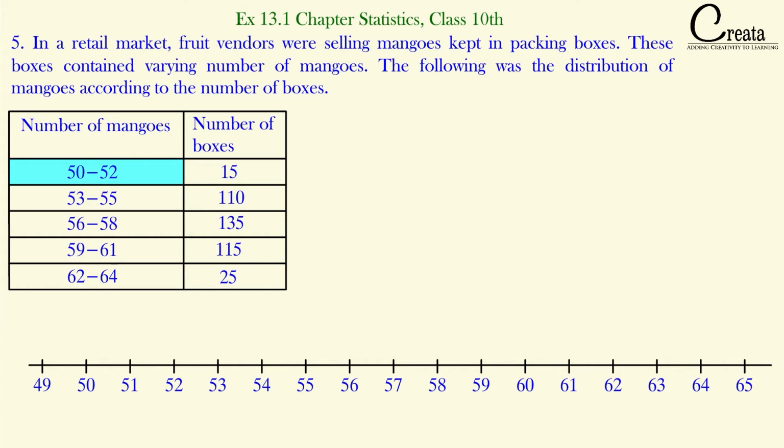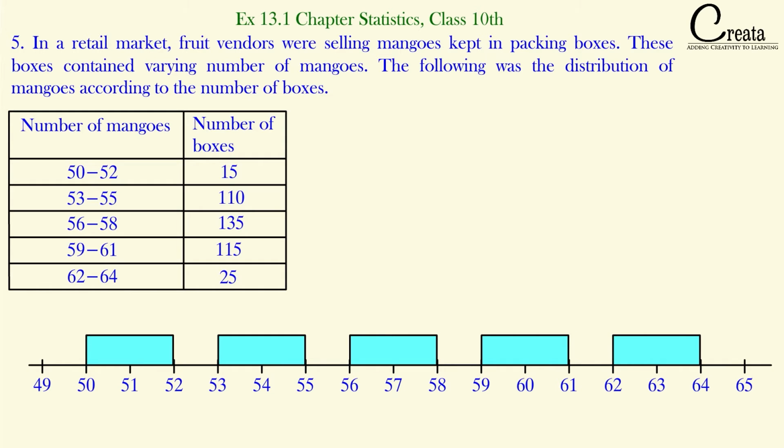In the first case, 50 to 52 mangoes are in 15 boxes. So what is the range 50 to 52? This will be the range from 50 to 52. 52 is not included, so I have just kept the line slightly below 52. It is from 50 to 52 and 52 is not included. Similarly, 53 to 55 will be this range, 56 to 58 will be this range, 59 to 61 will be this range, and 62 to 64 will be this range. All these middle parts are missing.